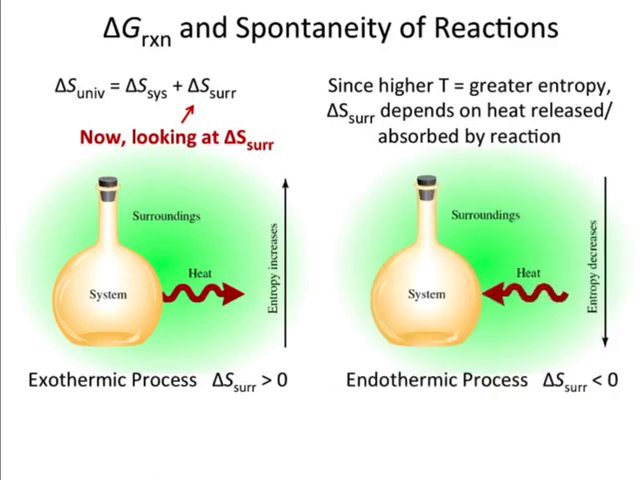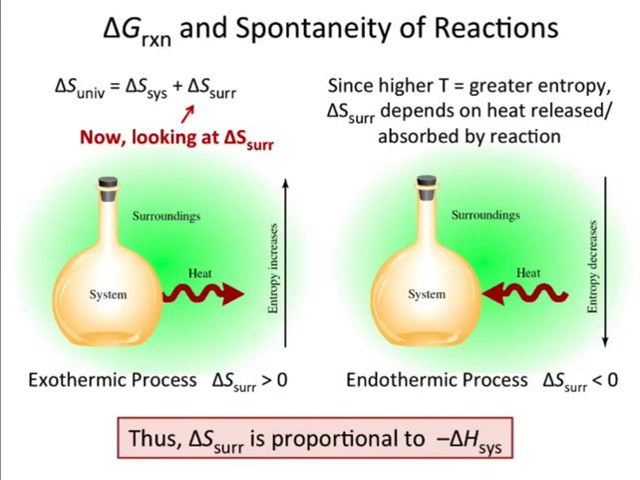The other way, if you have an endothermic process, this is going to decrease the entropy of the surroundings, less disorder, and that's not so favorable, and you get a negative entropy change for the surroundings. Moral of the story, though, this entropy change of the surroundings is proportional to delta H of the system. It's just that we have to worry about this negative sign, because an exothermic reaction is a negative delta H, so you have to multiply that by a negative number to get a positive entropy change.